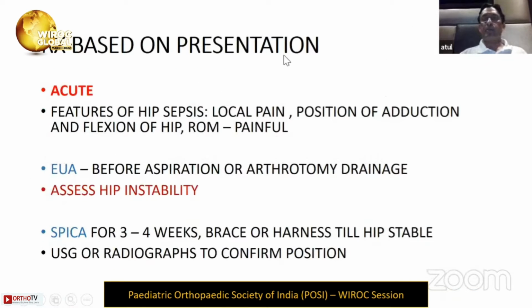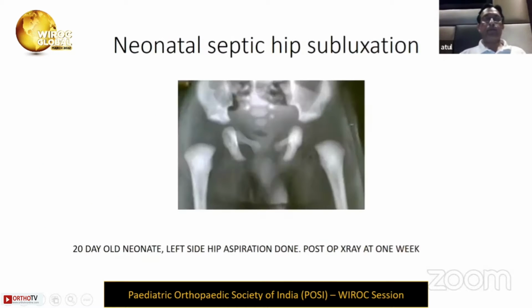The treatment is largely based on the presentation. If the child comes acutely with a painful septic hip, then before you aspirate or do an arthrotomy, one must assess the hip instability, and then you proceed with your procedure. Once you know that the hip is stable clinically, you still need to immobilize this child to prevent painful spasm post-op. Or if there are clear signs of instability, then you must put a spica immediately with a small window for a wound check, followed by a brace or harness till the hip is stable.